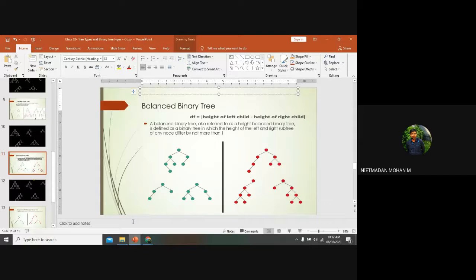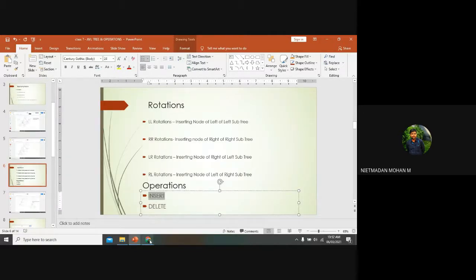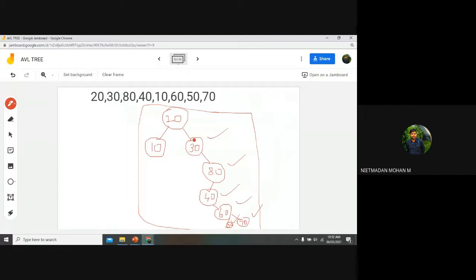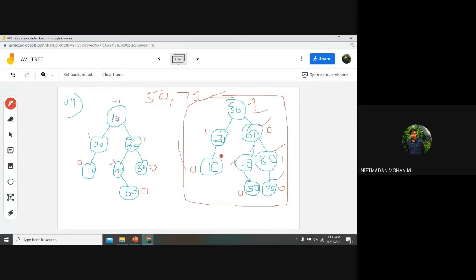Insertion we have done, inserting each and every individual node. And deletion is the next thing. Let us go with this example. If I am deleting this 10 over here, then after deleting it, when you find the balance factor of this AVL tree, is it satisfied?